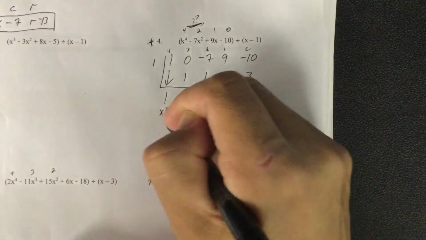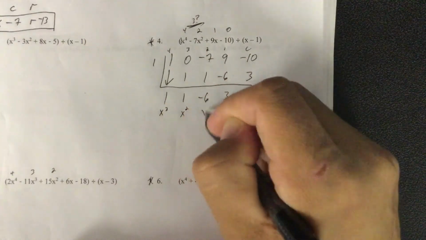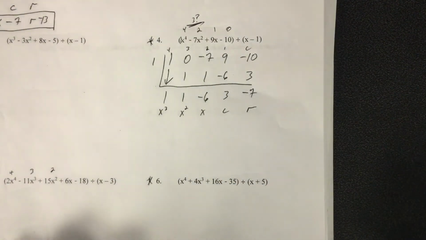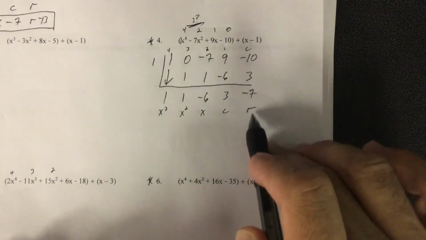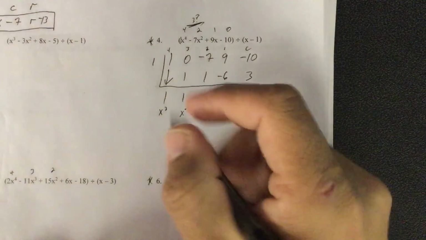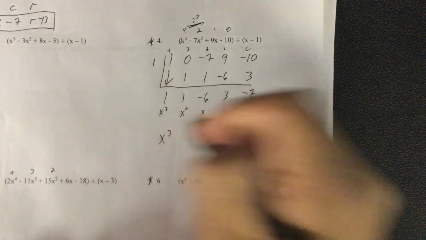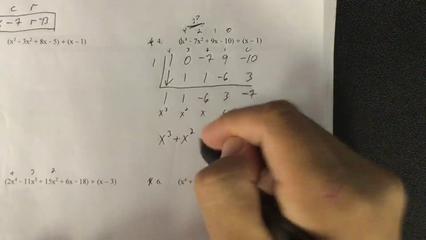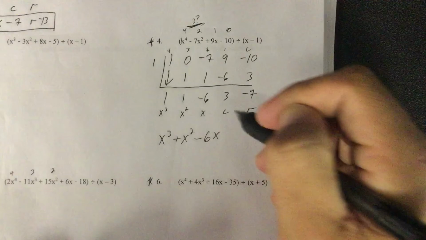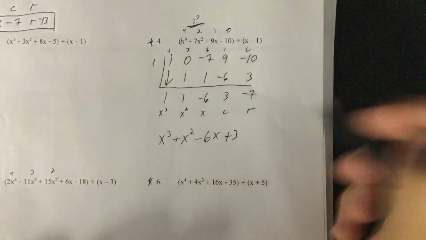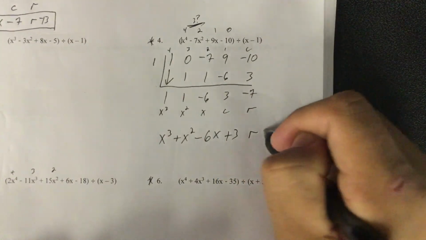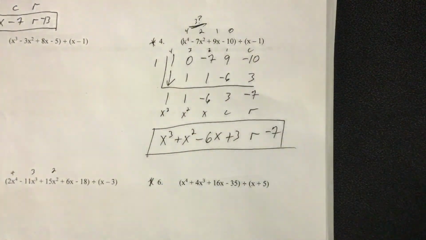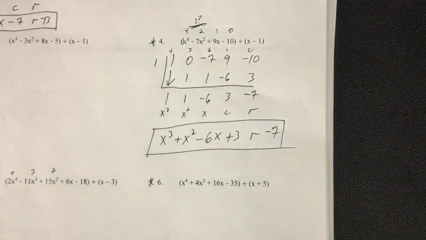So now we're going to have x to the third, x squared, x, constant, remainder. Every time the last one is my remainder. So this is 1x cubed, positive 1x squared, minus 6x, plus 3, remainder negative 7. So even like that, still not a whole lot of work, right?